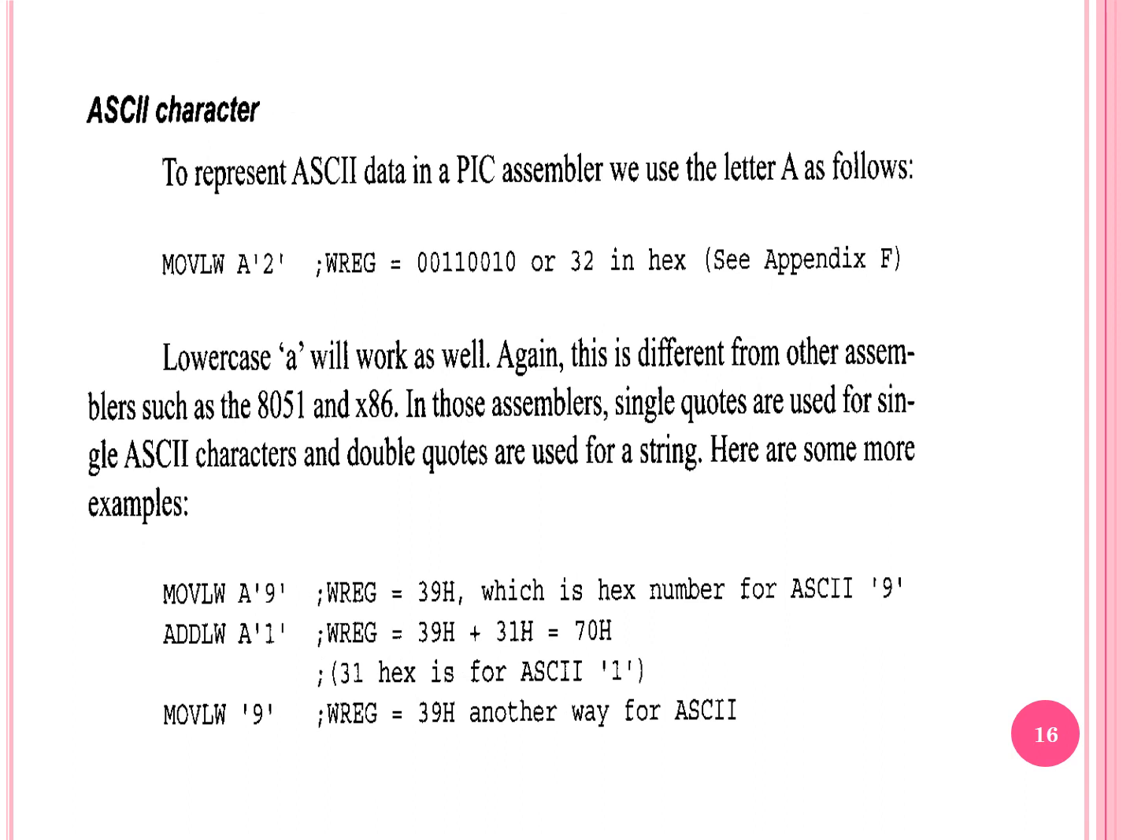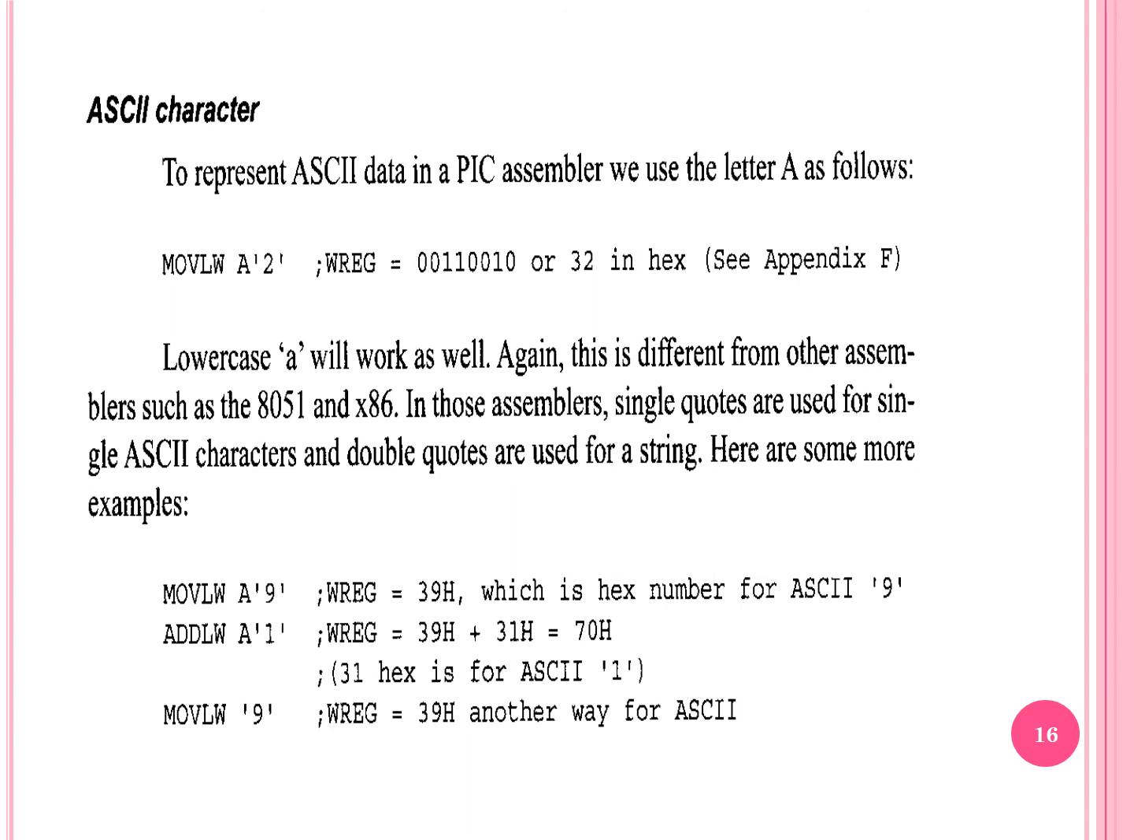Now there are ASCII characters. To represent ASCII data in PIC assembler, we have to attach the letter A, like for example MOVLW A'2'. So the meaning is WREG will contain 0011 0010, because in the BCD to ASCII conversion, whatever BCD number is there, you have to add 30 to it. So there is 2, and 2 will get added with 30, so it will become 32. Same thing, lowercase a will work, no problem.